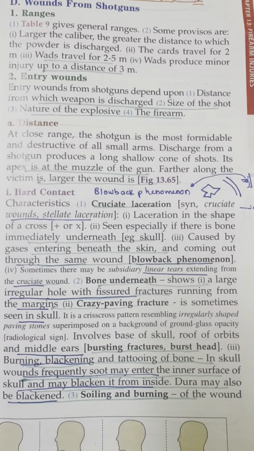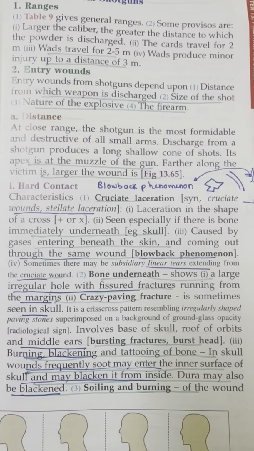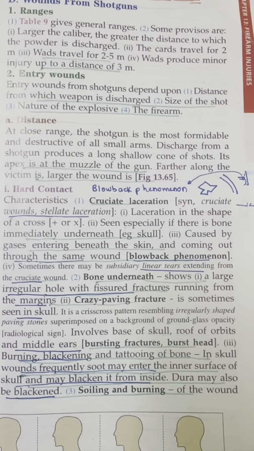Crazy paving pattern is sometimes seen in the skull. It is a crisscross pattern resembling irregularly shaped paving stones superimposed on a background of ground glass opacity. It involves the base of the skull, roof of the orbit and middle ear. Bursting fracture, burst head, burning, blackening and tattooing of bone. In skull wounds, frequently soot may enter the inner surface of the skull and blacken it from inside. Dura may also be blackened.